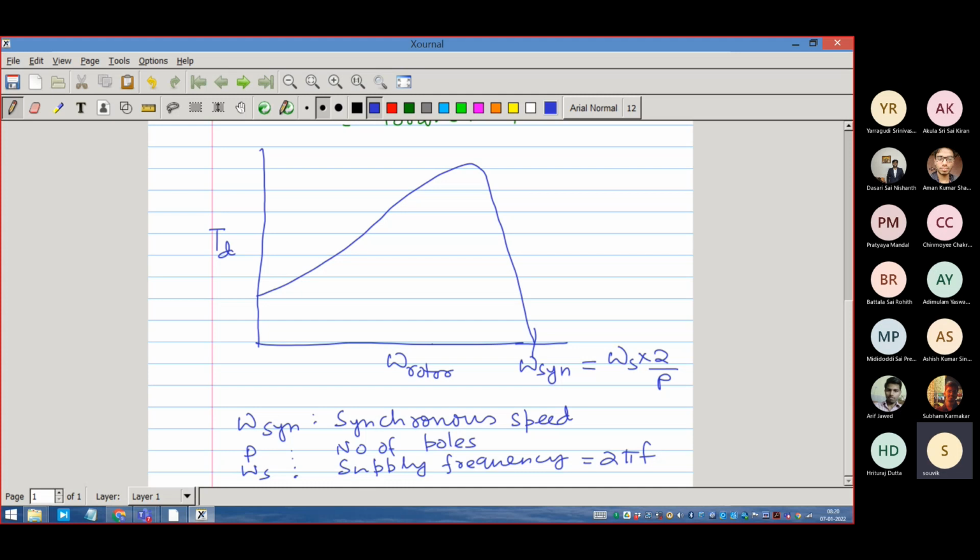We can run it at a different speed. We can use a different synchronous speed. We are basically changing the synchronous speed without changing the poles, because we are changing the supply frequency. If I change the supply frequency, correspondingly omega s changes, and as omega s changes, omega sync changes. We are not changing the number of poles. The number of poles is a mechanical construction, and we cannot change it. So what we can change is the frequency. Electronically we will have the ability to change this frequency.